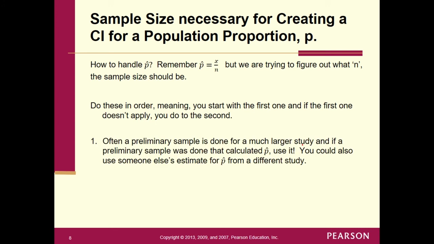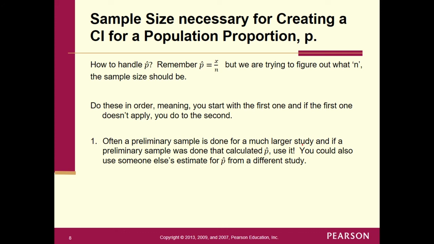All right. The first one says that often a preliminary sample is done for a much larger study, and if a preliminary sample was done to calculate p hat, use it. A lot of times a researcher will do that. Instead of doing the full-blown study, the researcher might take a quick little random sample that's smaller than what's actually needed to create the confidence interval, just to get an idea where p hat and possibly where p might be located. So if you've done the preliminary sample, go ahead and use it.